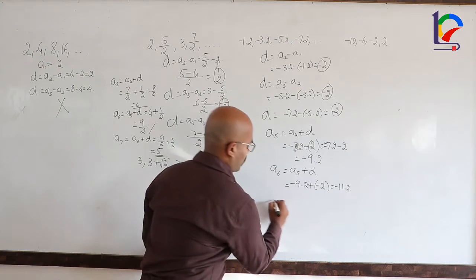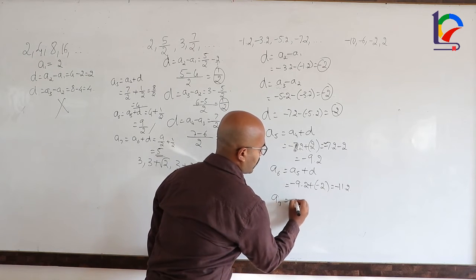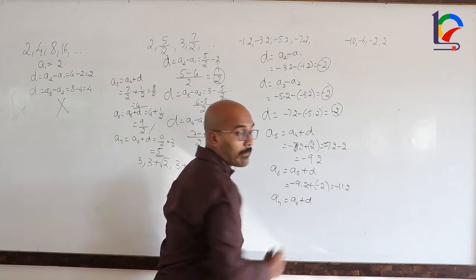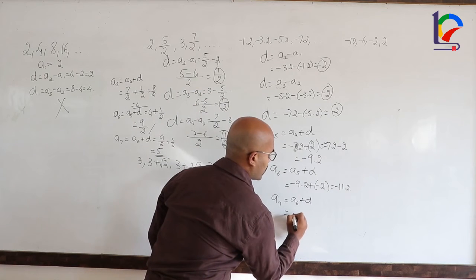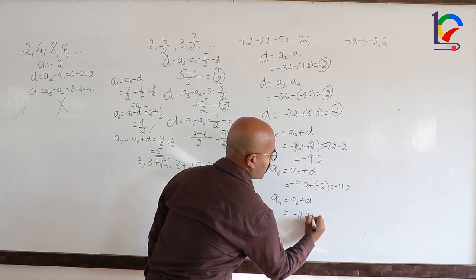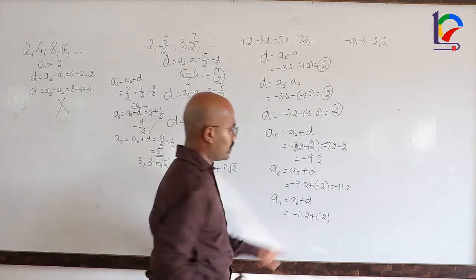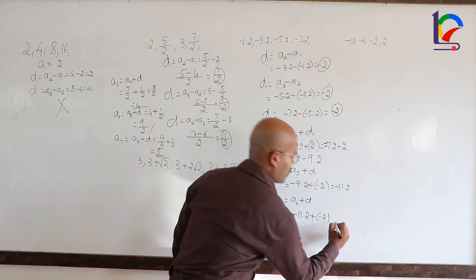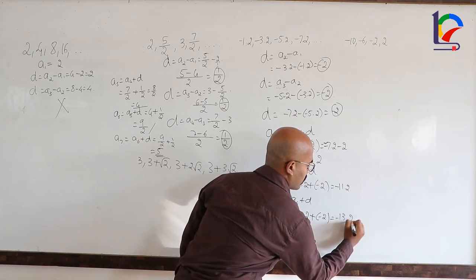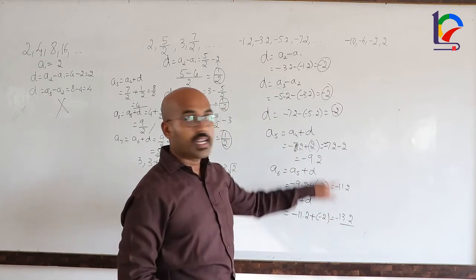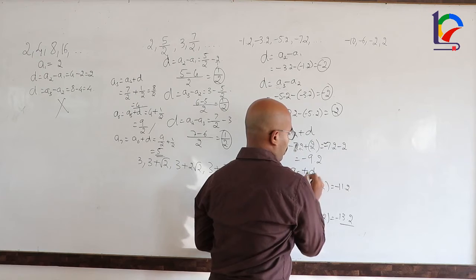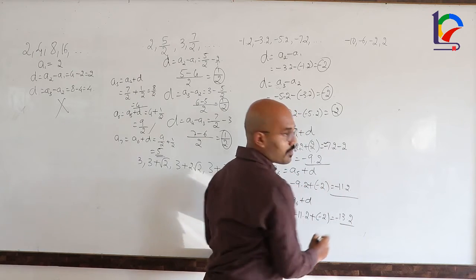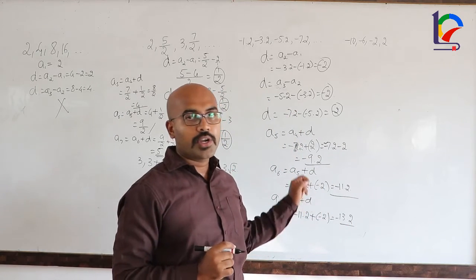So next, what is A7? A6 plus D. What is A6? Minus 11.2 plus minus 2. Plus into minus is minus. So minus 11.2 minus 2 is minus 13.2. So the next three terms are minus 9.2, minus 11.2 and minus 13.2.